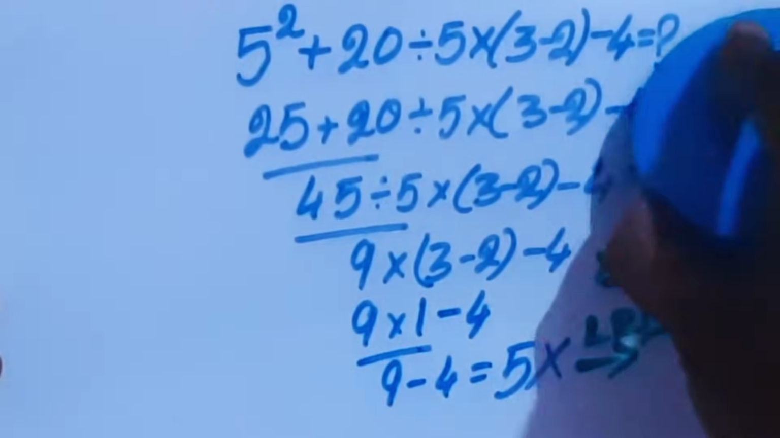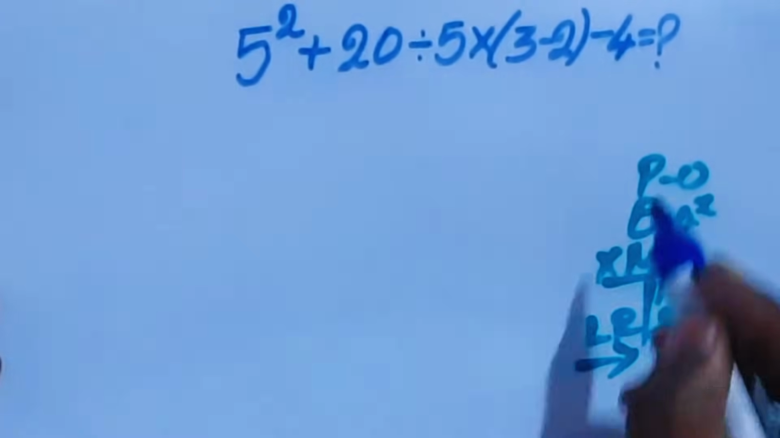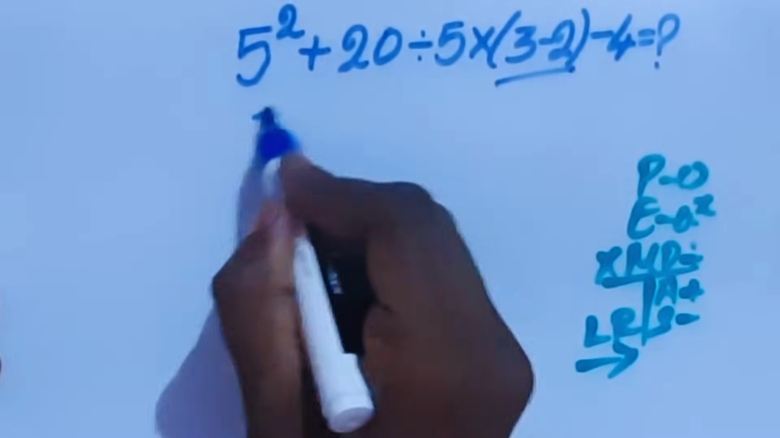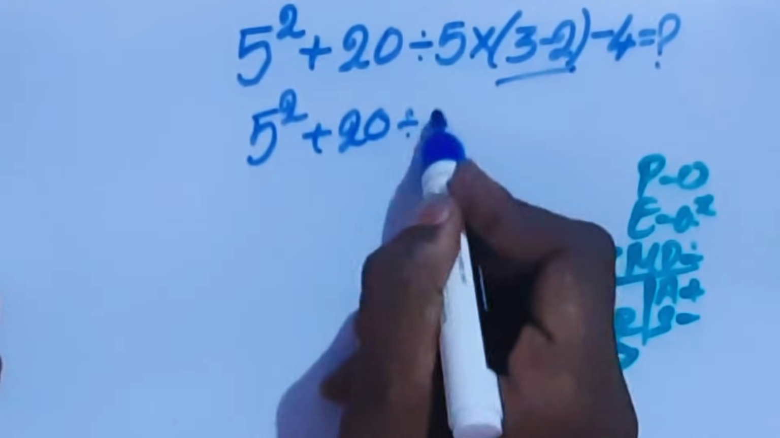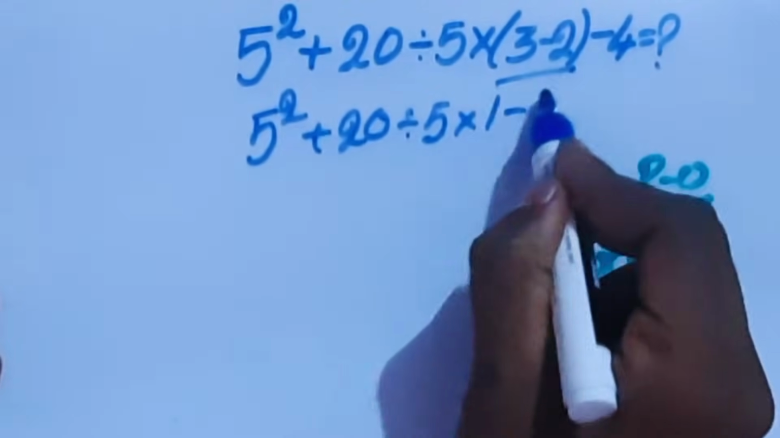Now we are going to solve this problem in the correct way by using this order of operations PEMDAS. Here, as per this order of operations PEMDAS, the bracket is higher priority, so we have to do this bracket before any other operation. So 5 square plus 20 divided by 5 times. Here bracket is 3 minus 2 is 1 minus 4.